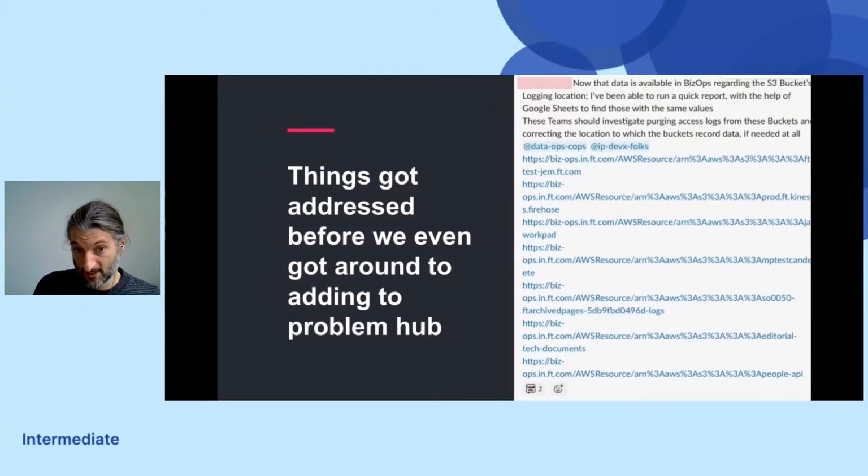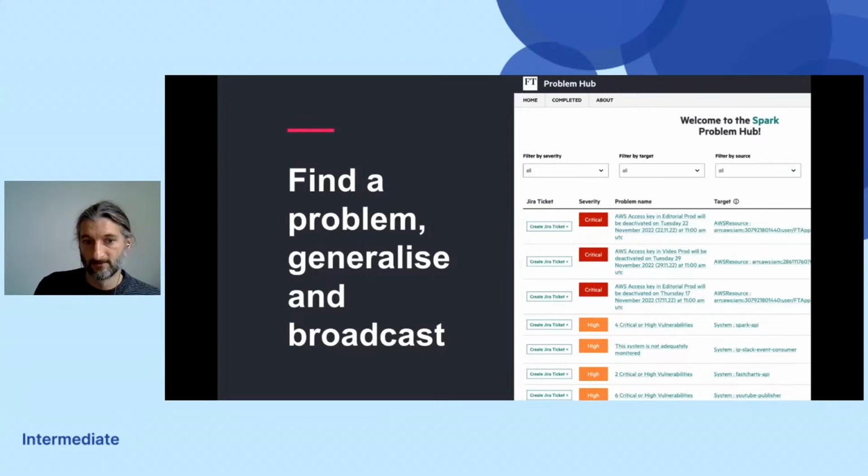And we shared a message in Slack. We didn't actually get around to adding it to Problem Hub because just providing this information to people via the graph was enough to get people to respond to it. But in general, the common practice now is people will find a problem and they don't necessarily send a message in Slack. You can just instantly go from finding that problem to generalizing it via Problem Hub, and that also broadcasts it to the people who need to know. So that means anything which is wrong with our estate, we can make sure that the people who need to fix it know and also know how important it is compared to other things.